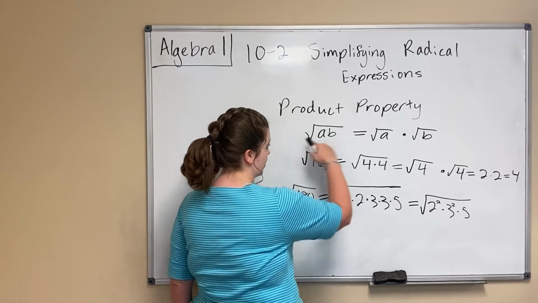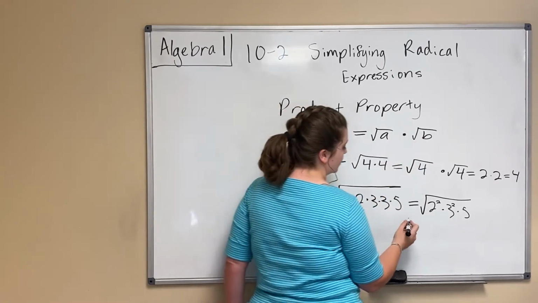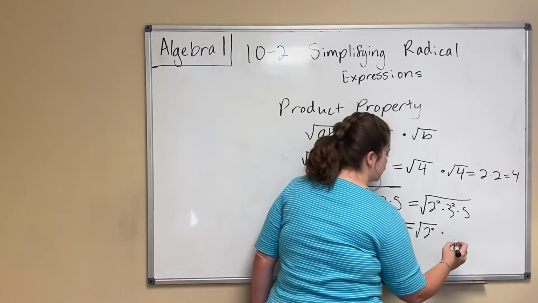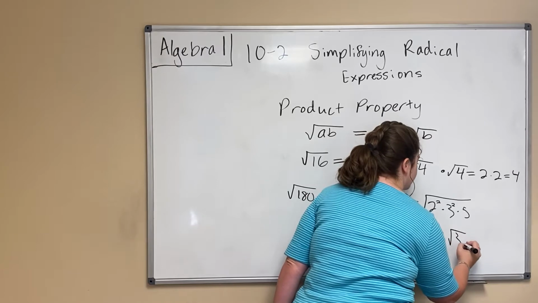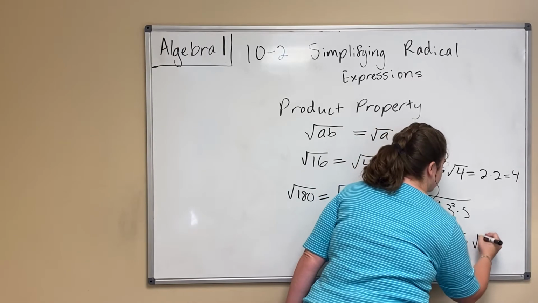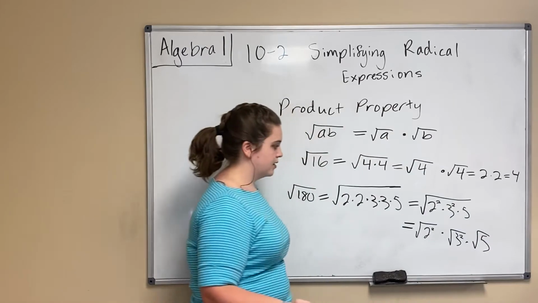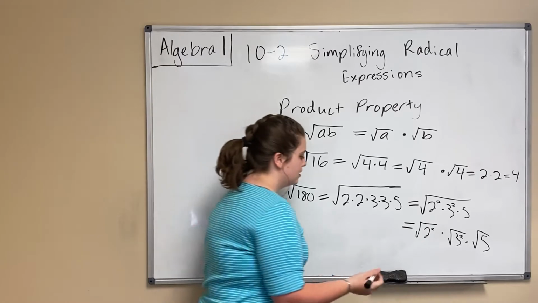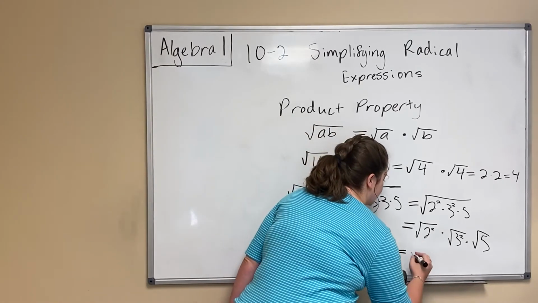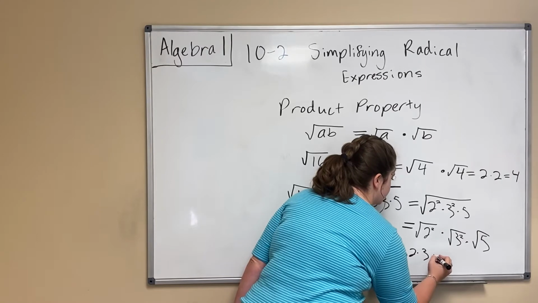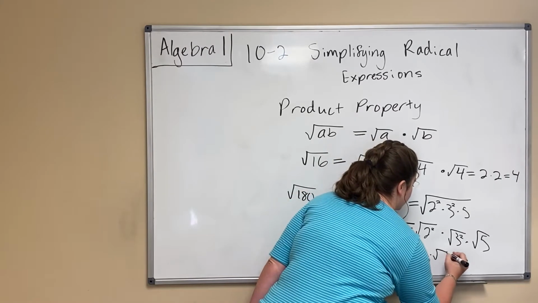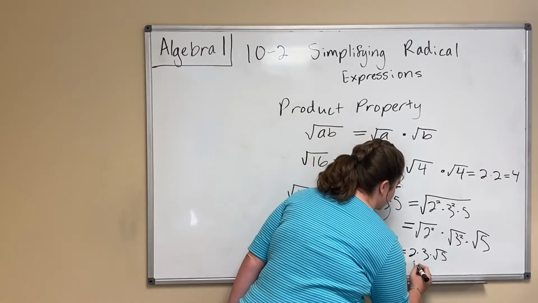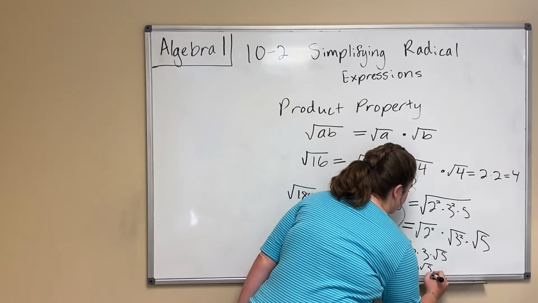Now using the product property, what I showed you where I can split it up, I can split that up as the square root of 2 squared times the square root of 3 squared times the square root of 5. This is helpful because I know that the square root of 2 squared is just 2, right? So I can say 2 times 3 times the square root of 5. 2 times 3 is 6, so we end up with 6 on the square root of 5.